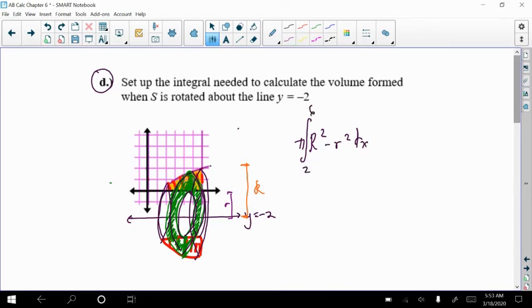And that just kind of gives me my structure. And remember, to find this radius, it's going to involve the function minus the line of rotation. So that would be my next step. Okay, so pi from 2 to 6. Then again, same upper function, which is the square root of x minus 2, and then minus negative 2 squared. So this again represents our big R.